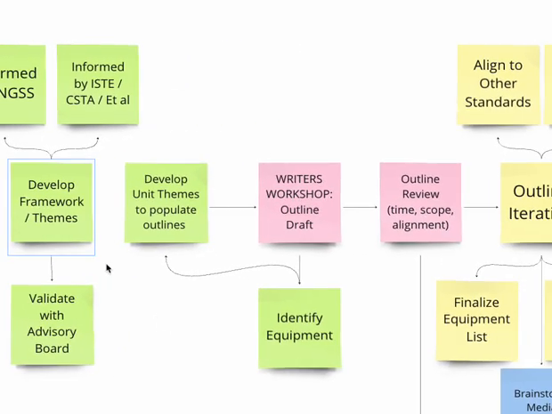After that, we are going to develop unit themes, which are the alignment of an industry with a technology. So maybe agriculture and robotics, or maybe it's healthcare and software engineering. And so we're going to create these high-level unit themes for each grade so that we can create an outline template for our instructional designers to work in.